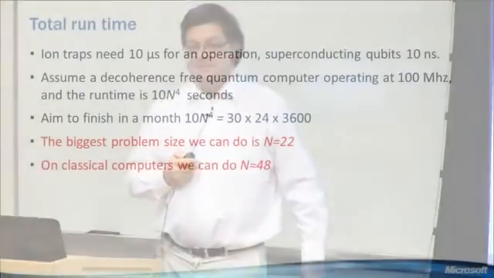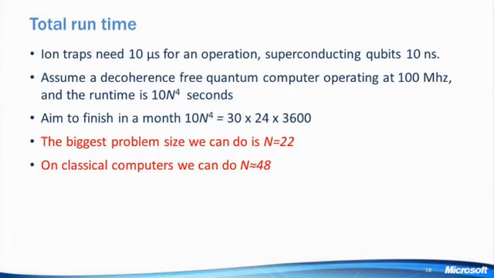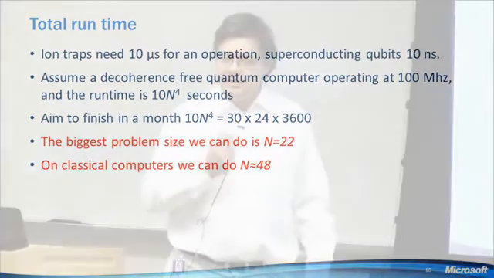And now what is the runtime, if this is my algorithm? In an ion trap, currently the gate speeds are about 10 microseconds for an operation. In a superconducting qubit, one could aim for 10 nanoseconds. So let's assume we have a perfect decoherence-free quantum computer that operates at 100 megahertz. Then the runtime is 10 times n to the 4 seconds. We're going to run it for a month. Let's assume for a single run. So that's how many seconds we have and how many operations we can do. Then the biggest problem size we can do is 22 spin orbitals.